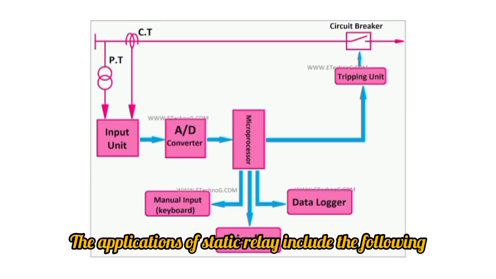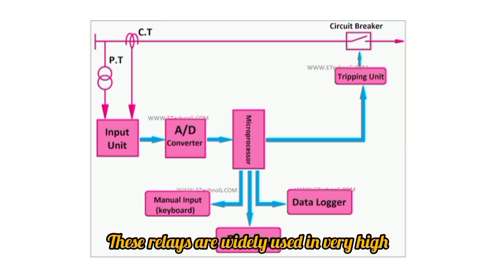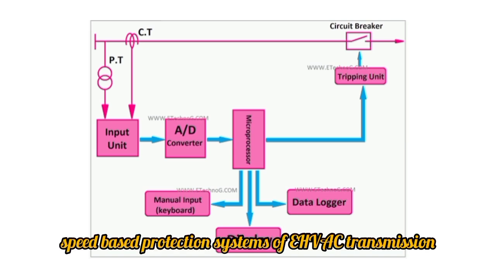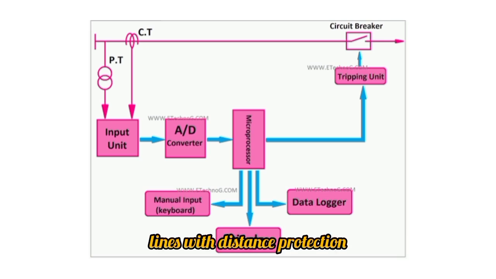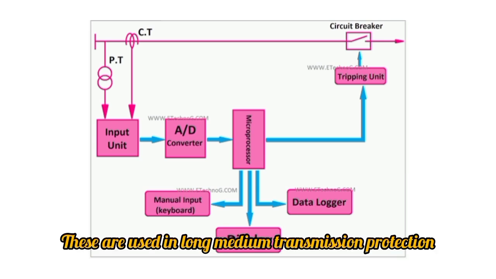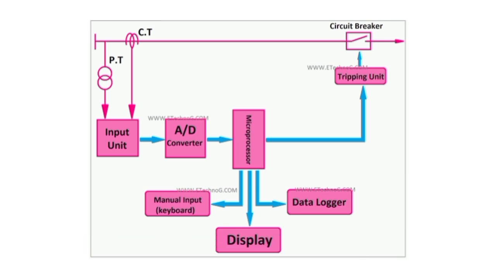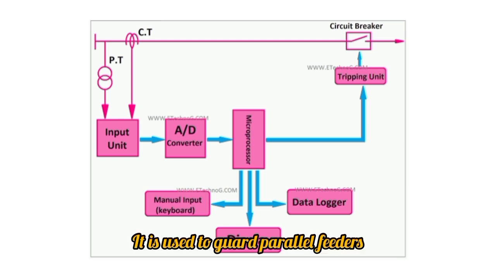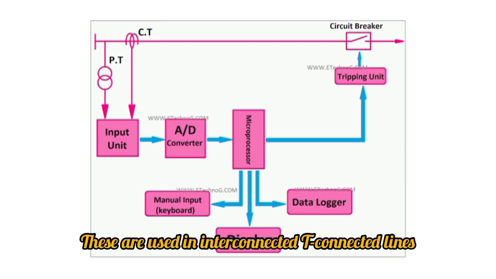Applications. The applications of static relay include the following. These relays are widely used in very high-speed protection systems of HVAC transmission lines with distance protection. These are also used in earth fault and overcurrent protection systems. These are used in long and medium transmission protection. It is used to guard parallel feeders. It gives backup safety to the unit. These are used in interconnected T-connected lines.